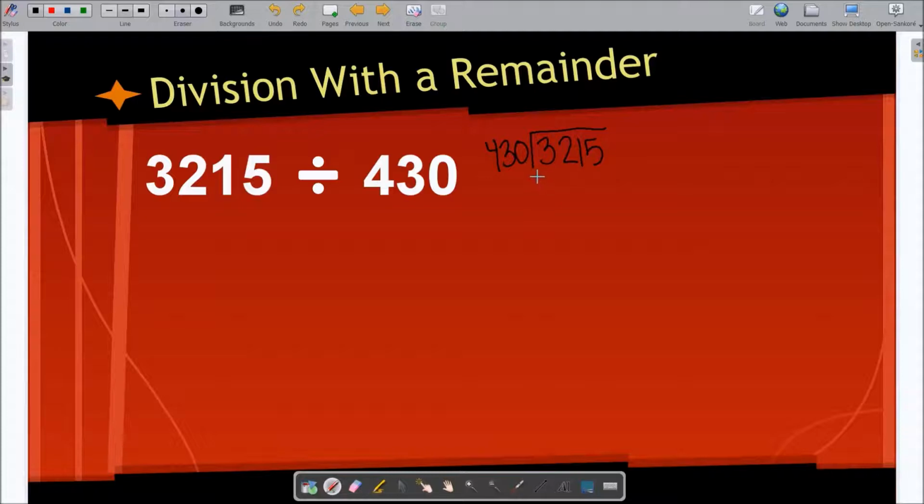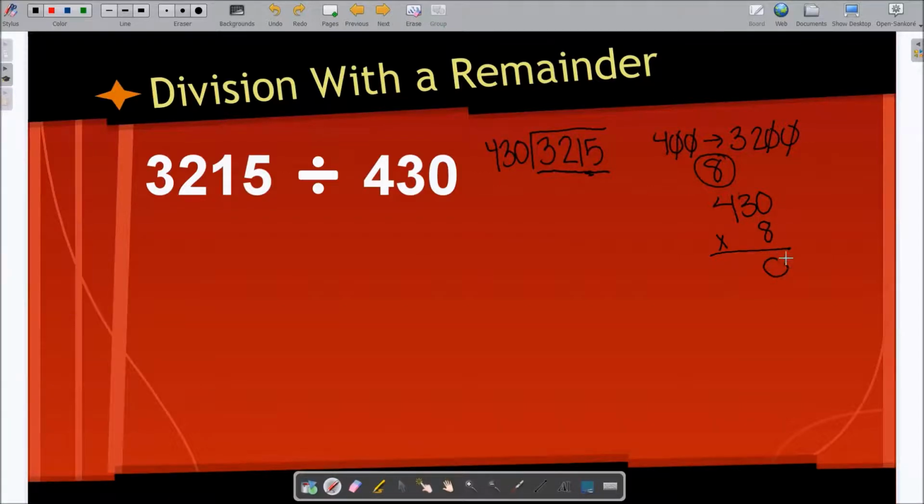First step, I need to figure out how much I can divide. I can't go into the 3, I can't go into 32, so I've got to extend and go all the way. Oh, I can't even do 321, so I've got to extend all the way to 3,215. I'm going to use rounding here again. I'm going to round 430 to 400, and I'm going to round 3,215 to just 3,200. I'm going to knock off these zeros, and really I'm thinking about how many times 4 goes into 32. That's 8 times. So I'm going to try 8. I have a feeling it's going to actually be a little too big. I'm probably going to have to go with 7, but I want to see where it gets me.